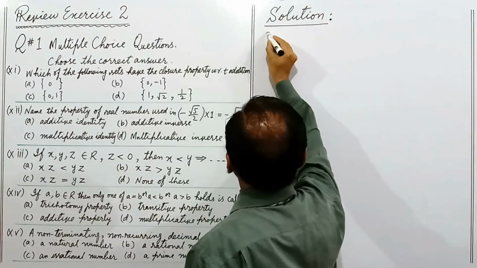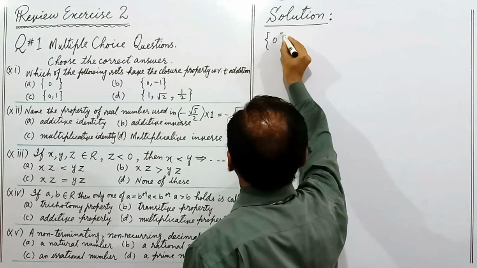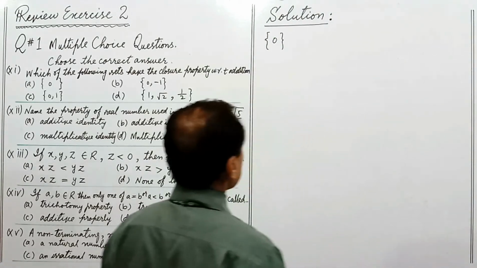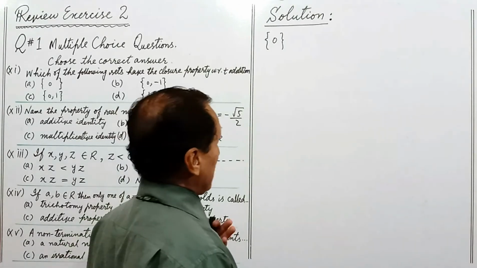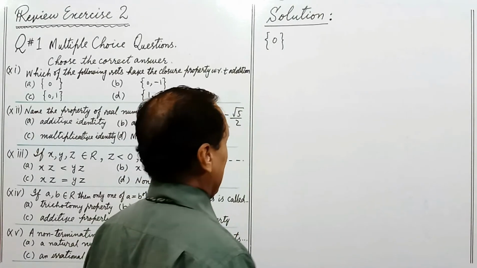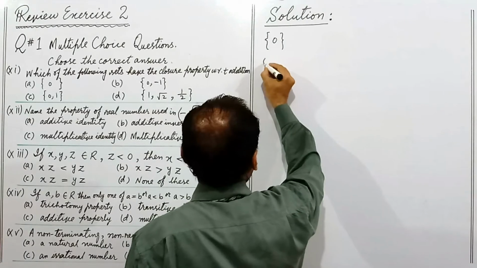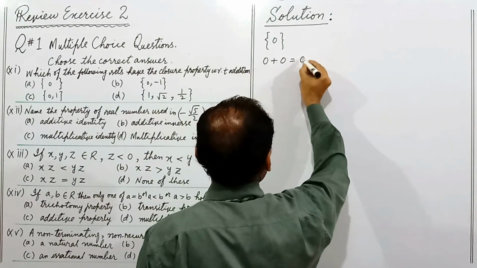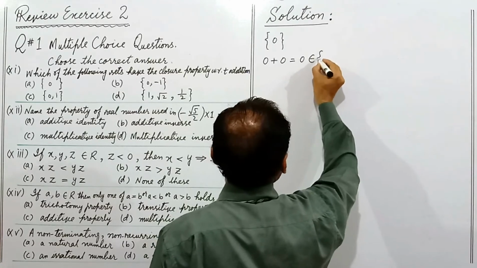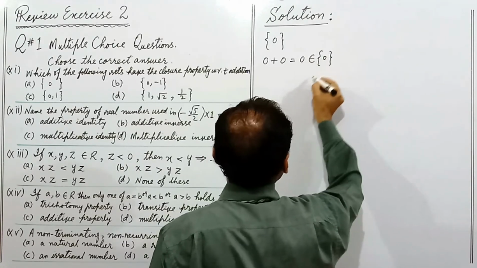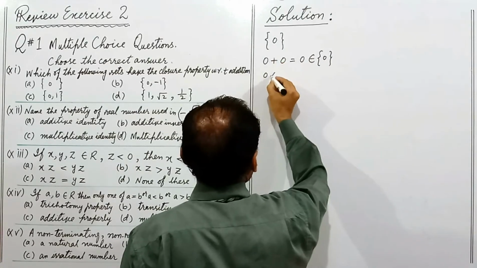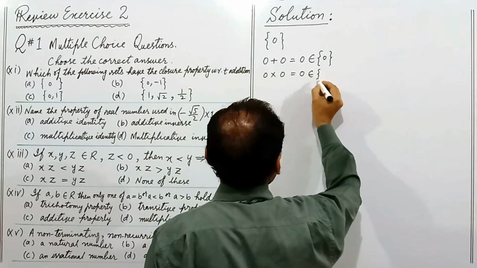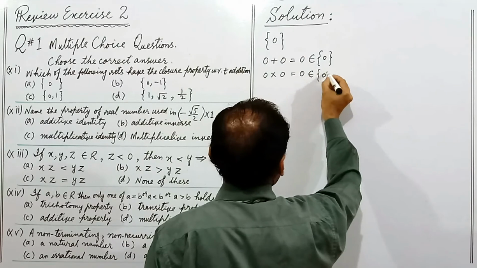So first of all, we take the set having 0 in it. How do we check what kind of property this set has? We add the same number, 0 plus 0, that is 0, and that belongs to the set. We multiply the same number, 0 multiplied by 0, and that is also 0. It means that 0 belongs to this set.